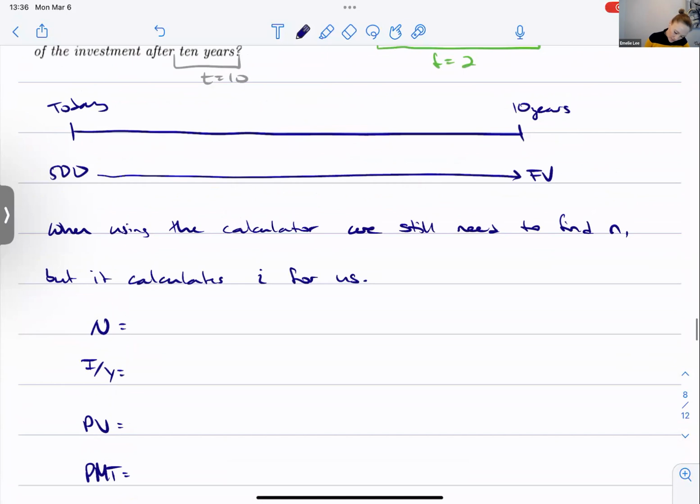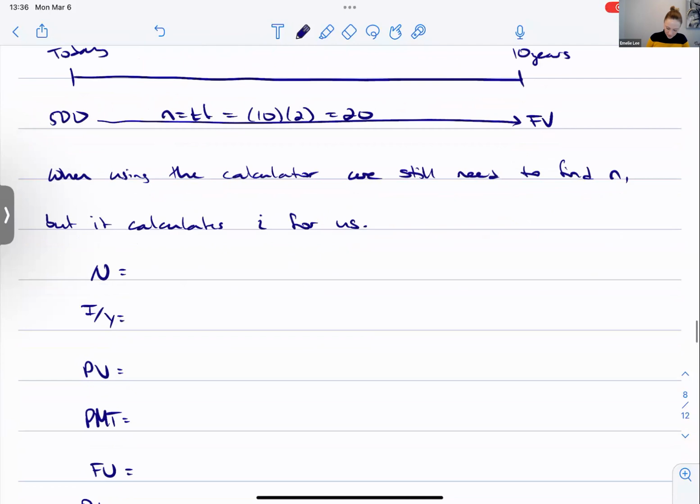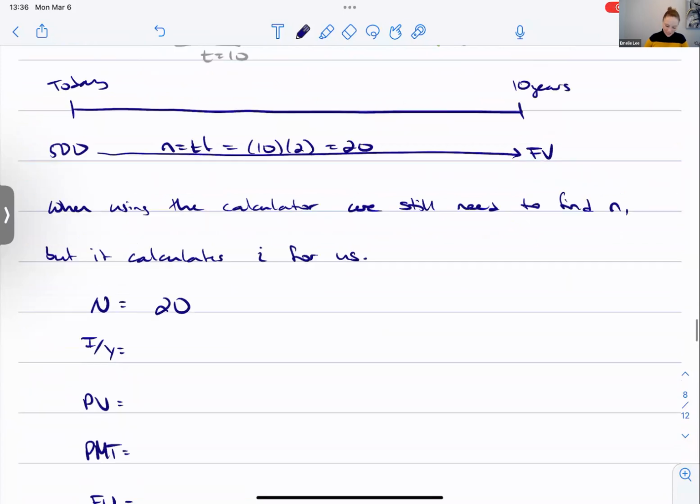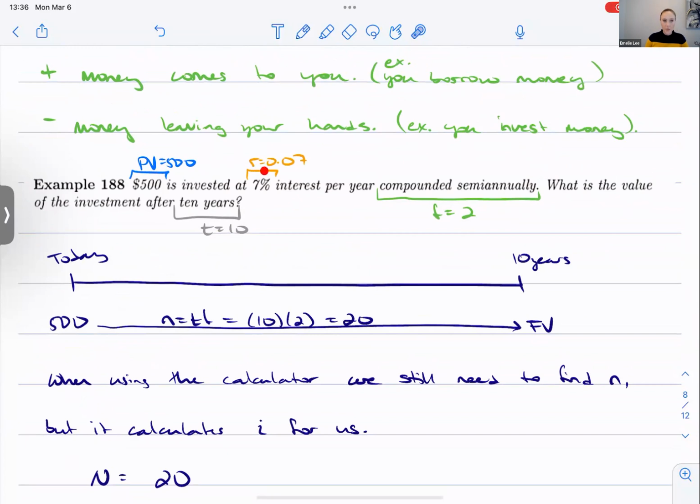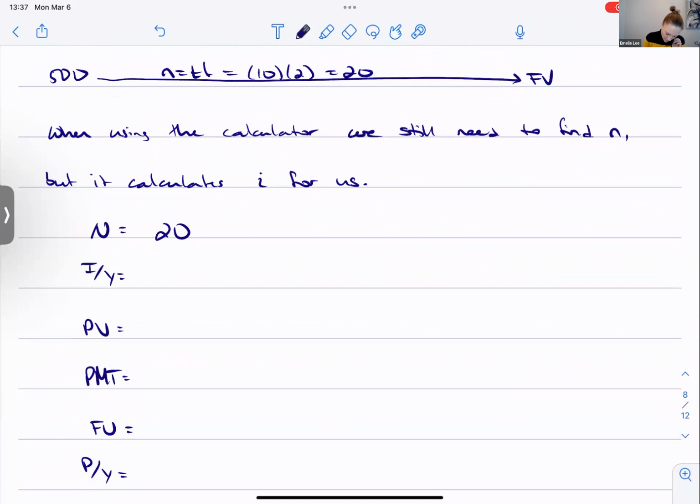Now, the only thing I need is I need to find N. N is T times F, which is 10 times 2, which is 20. So that's the first thing that I'm going to enter, is 20. I need to give it the interest rate per year, which is 0.07, but really, remember, the calculator needs 7. So R is 7% or 0.07, but the interest per year for the calculator is 7.